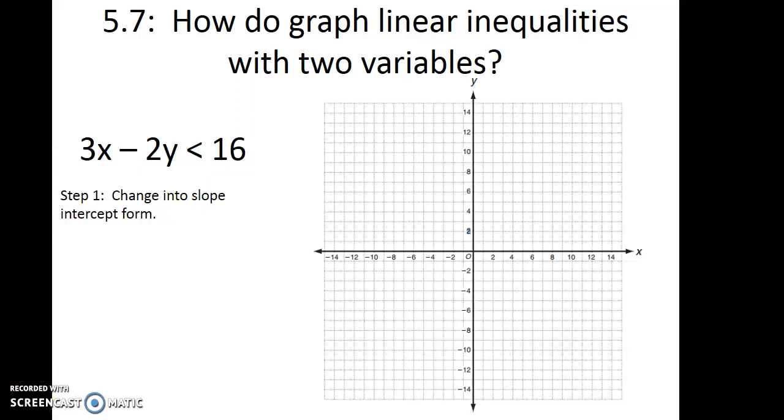Hi and welcome. This video is on graphing linear inequalities and equations with two variables. Here's our linear inequality, 3x minus 2y is less than 16, and we're going to go through this step by step.